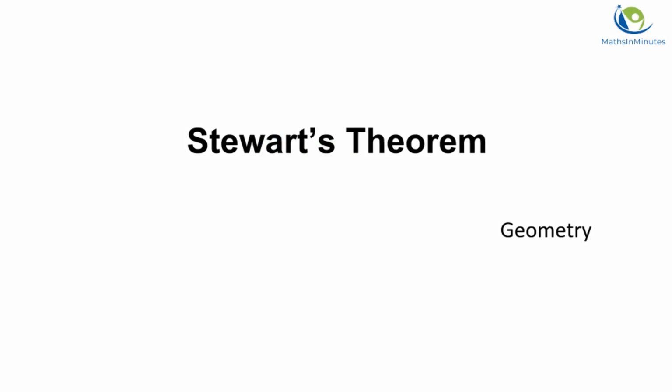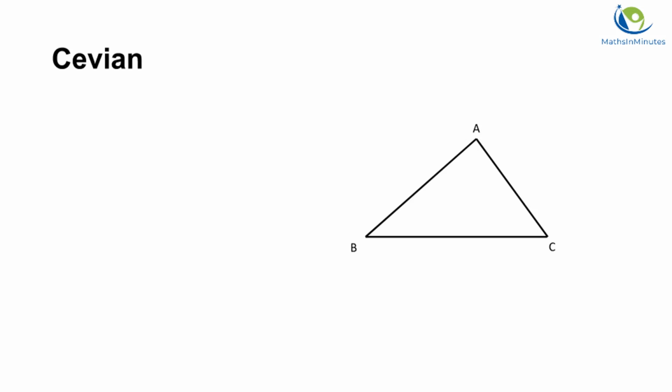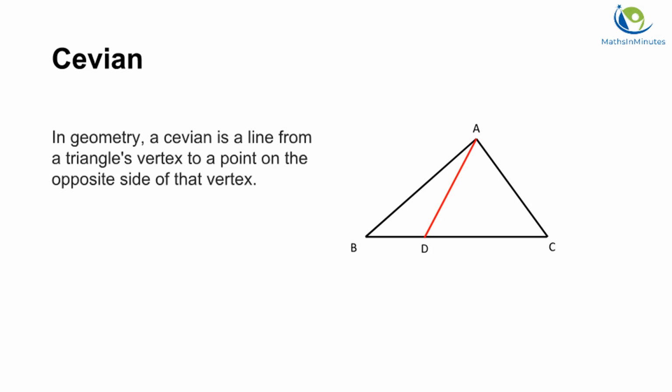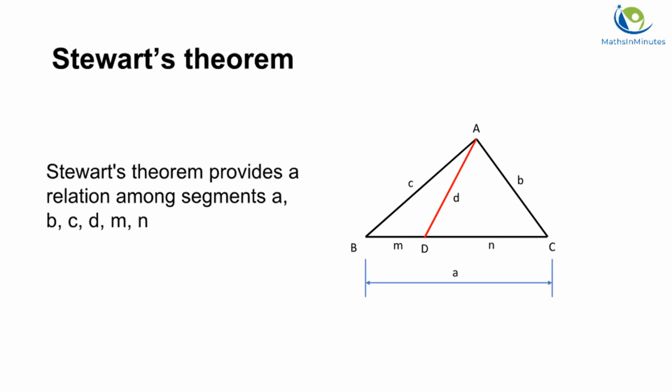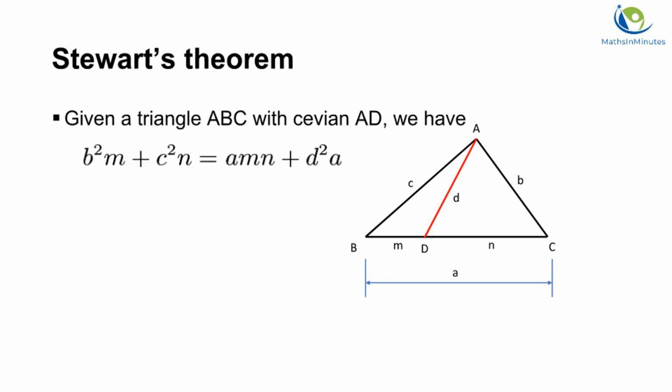Stewart's theorem in geometry. On triangle ABC, if we draw a line from vertex A to point D on the opposite side BC, such line AD is called a cevian. In geometry, Stewart's theorem provides a relation between the lengths of the sides and the length of a cevian in a triangle. The formal representation of Stewart's theorem is given on this slide.